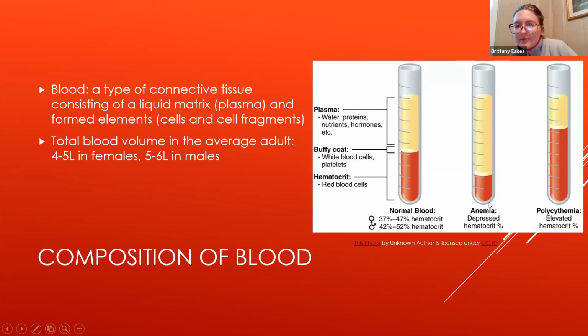And then you can see anemia, and polycythemia. So anemia is when there's a decrease or depressed red blood cells in the blood volume. And polycythemia is when there's an excess of red blood cells. So the total blood volume in the average adult, there's about 4 to 5 liters in females, about 5 to 6 liters in males.